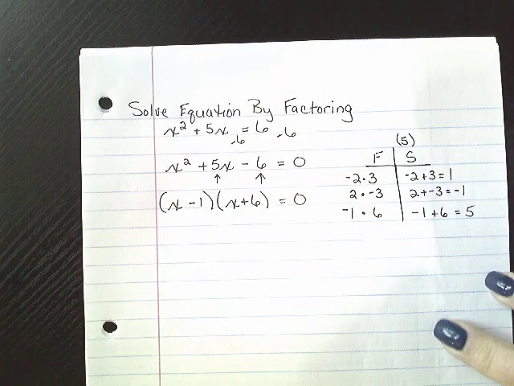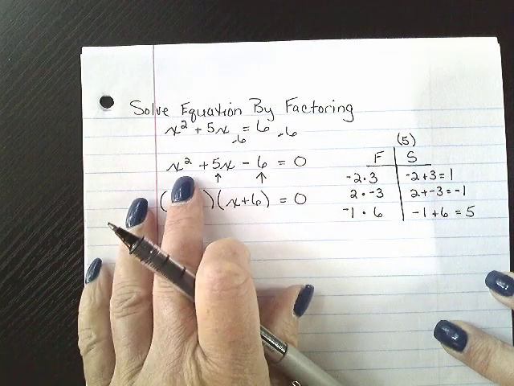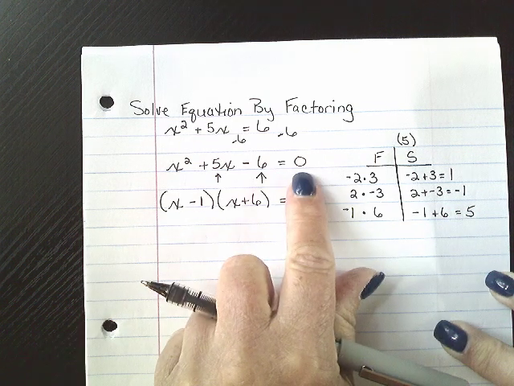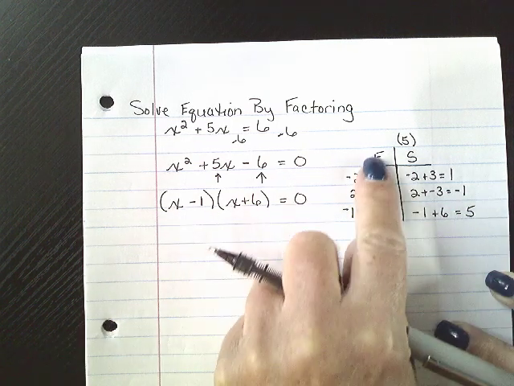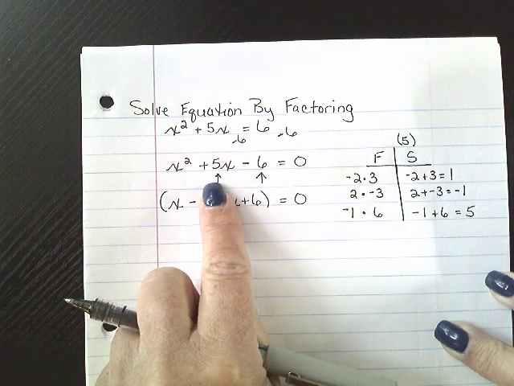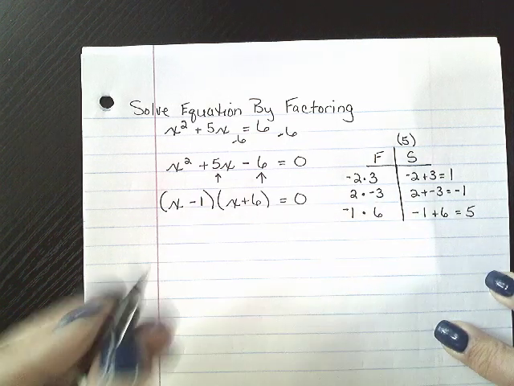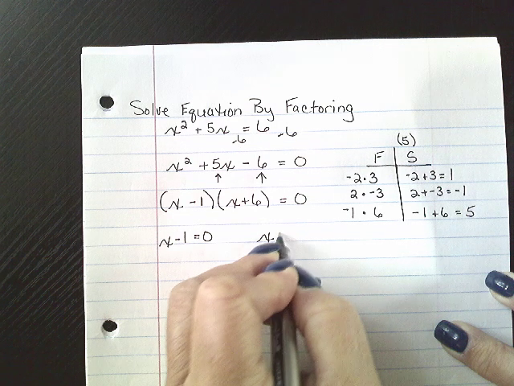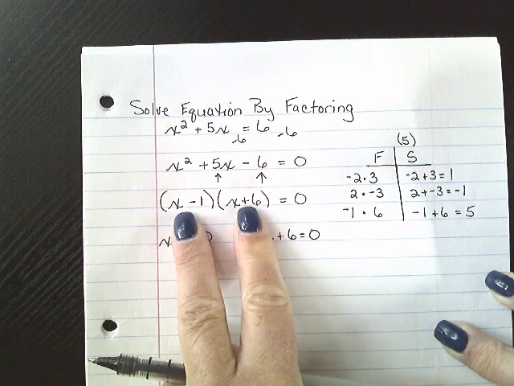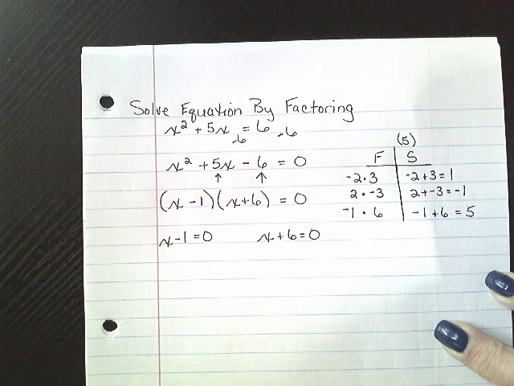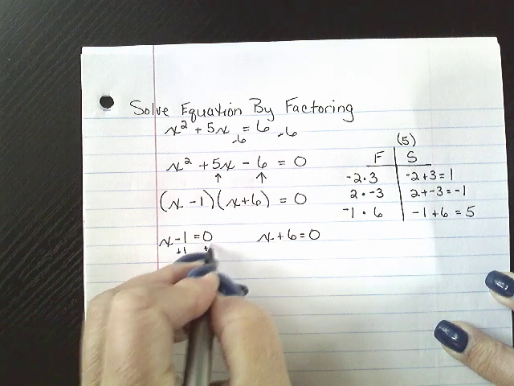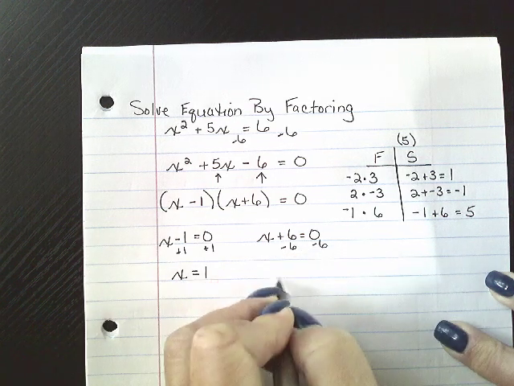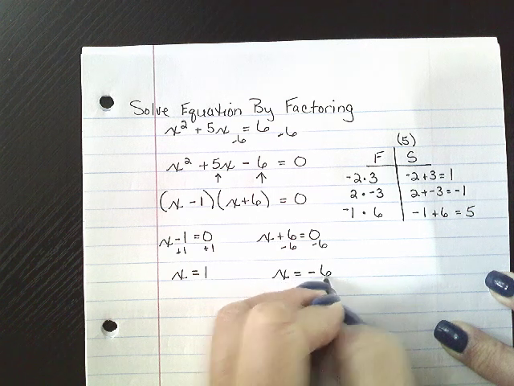Okay, we're solving the equation by factoring. So we move the 6 over, so it's in the proper form of ax squared plus bx plus c equals 0. We factored by finding the factors and the sum of the b term and the c term. Now we're going to break it down. x minus 1 equals 0 and x plus 6 equals 0. So I broke those two down and set them equal to 0. I'm going to add 1, so x is equal to 1. I'm going to subtract 6, x is equal to negative 6.